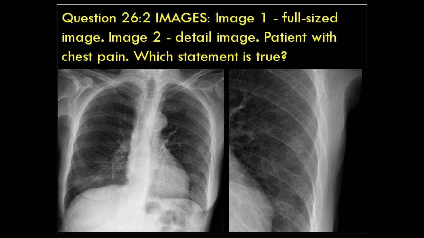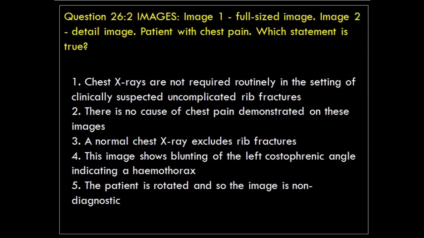Question 26: 2 images. Image 1, full-sized image. Image 2, detail image. Patient with chest pain. Which statement is true? 1. Chest X-rays are not required routinely in the setting of clinically suspected uncomplicated rib fractures. 2. There is no cause of chest pain demonstrated on these images. 3. A normal chest X-ray excludes rib fractures. 4. This image shows blunting of the left costophrenic angle indicating a hemothorax. 5. The patient is rotated and so the image is non-diagnostic.